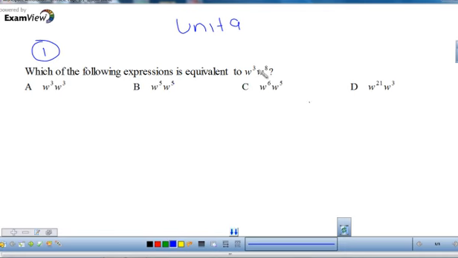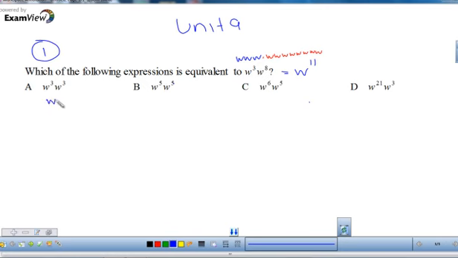So w to the third power and w to the eighth power is the same thing as w to the 11th power, right? There's 3 w's here, 8 w's there. So all together you have 8, 9, 10, 11. So what you need to do is see which one of these is also w to the 11th power.